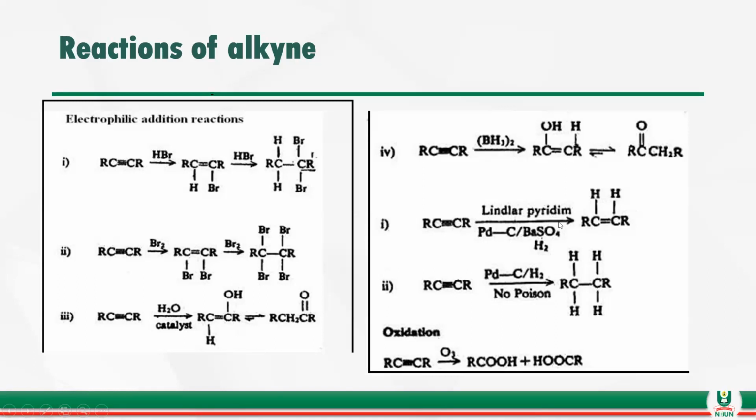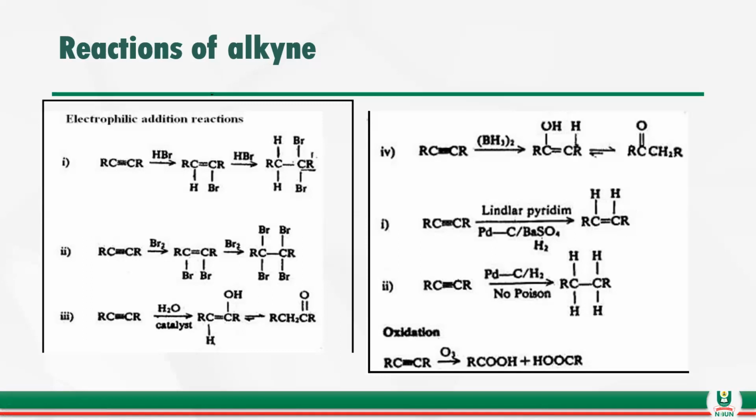However, in the absence of this poison, your alkyne will be reduced to alkane. Remember, in the presence of the poison, it was reduced to an alkene. In the absence of the poison, it will be reduced to alkane. What does this poison do? It poisons the catalytic property of palladium. It reduces the activity of palladium as a catalyst so that it won't be able to carry out further hydrogenation of alkene to an alkane.